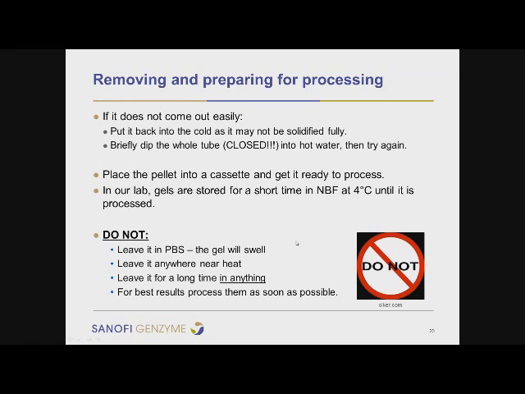If it doesn't come out easy, then you need to put it back onto the cold, because it could be that it's just not solidified completely. It's just not cold enough. Or if that doesn't work, briefly dip the whole tube, make sure you put a cover back on top, into hot water and try again. If you've melted a little bit on the outside, sometimes it's a little easier to pop it out. Then, like I said, I'm going to place it into a cassette and get it ready to process.